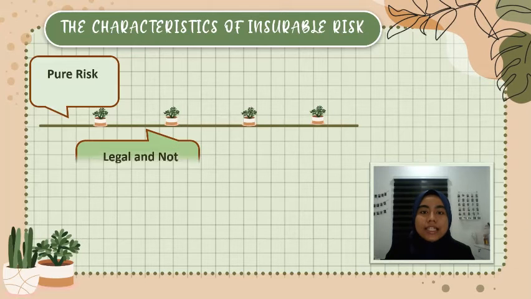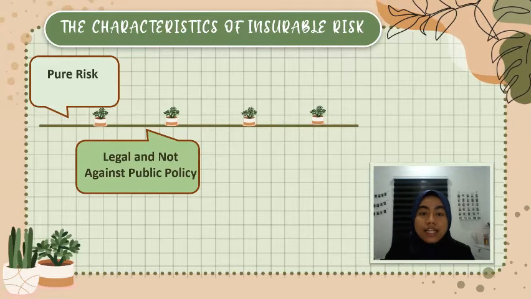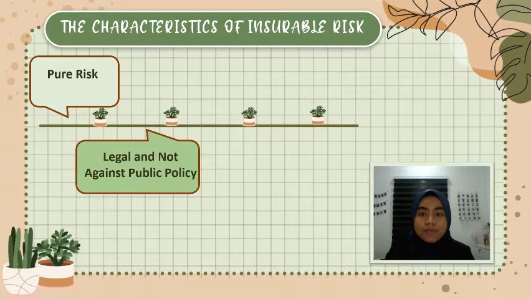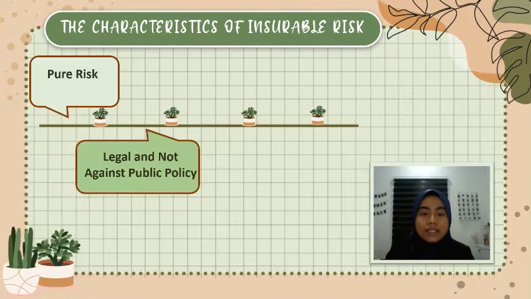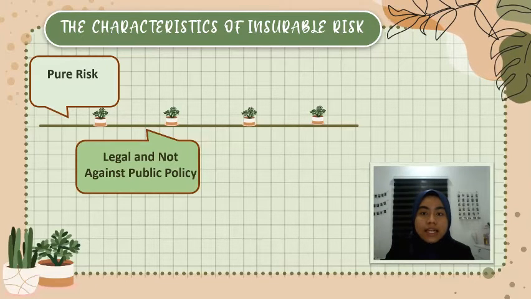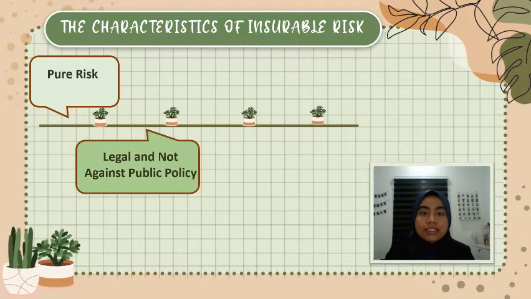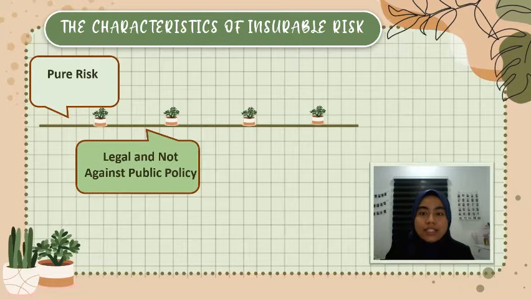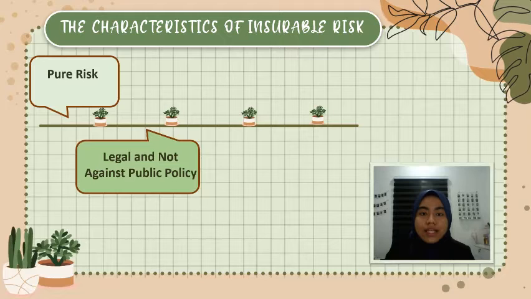Another characteristic is legal and not against public policy, which means the item to be insured should be legal and not against public policy. The insurance contract is said to be against public policy if it tends to promote breach of the law or tends to harm the state or its citizens.